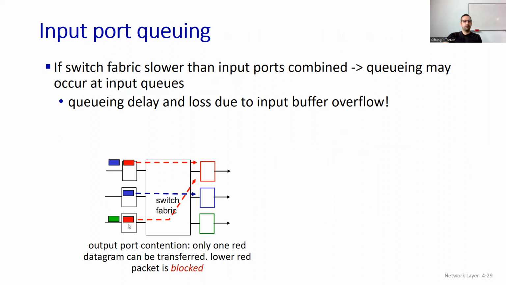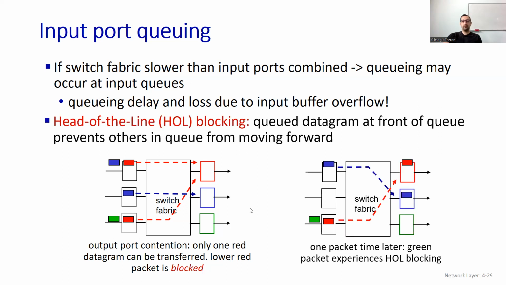So here you have 3 input ports and 3 output ports. Here the red data is going to this red output port. So if you send both of them at the same time, one has to wait. This is the idea. Only one red datagram can be transferred. The lower red packet is blocked, right? So at time 1, this red packet is sent and this blue packet is sent. But this one waits.